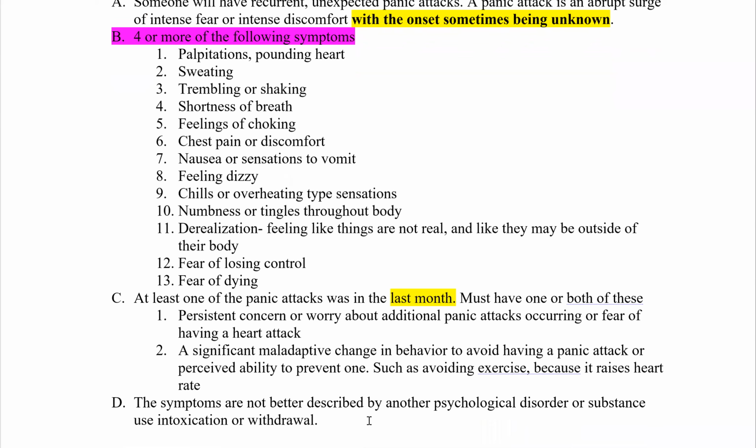And the symptoms are not better described by another physiological or psychological disorder or substance use intoxication or withdrawal. Again, not another medical condition, another mental health disorder, and/or the use of substances in any way, shape, or form.